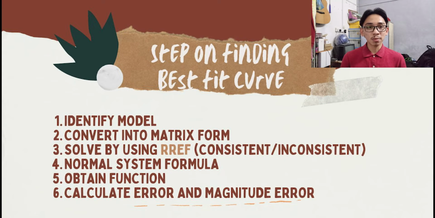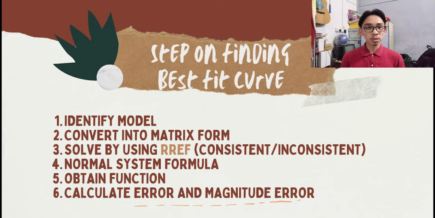Now, I would like to present the steps on how we find the best fit curve. There are 6 steps. First and foremost, we need to identify the model. If we want to find the linear best fit curve, we use the linear equation, y equals mx plus c. For the quadratic best fit curve, we use ax squared plus bx plus c. And for the cubic best fit curve, we use ax cubed plus bx squared plus cx plus d.